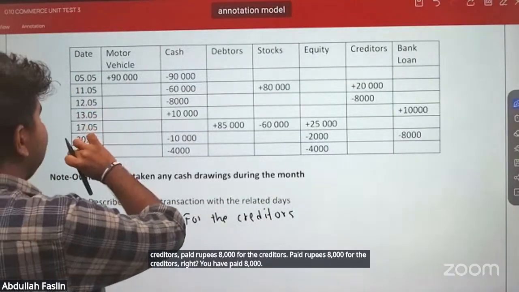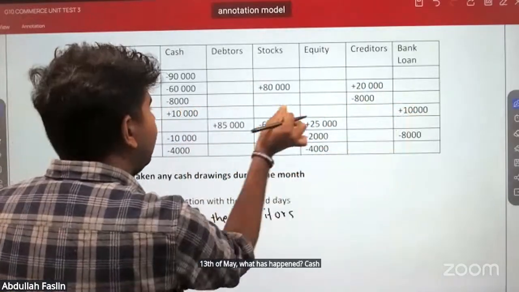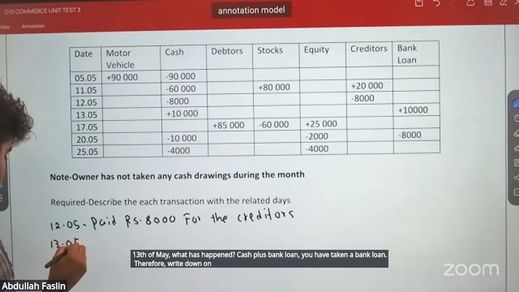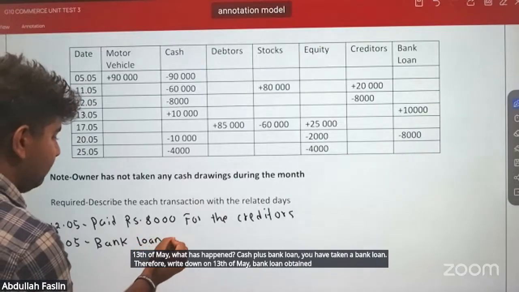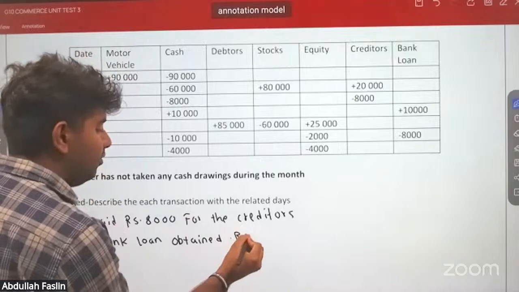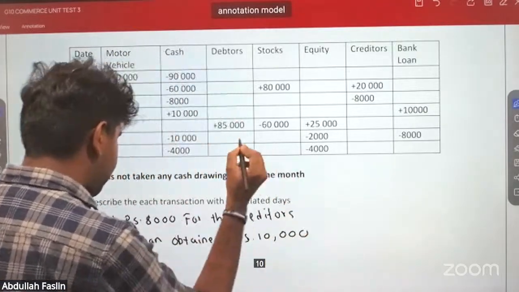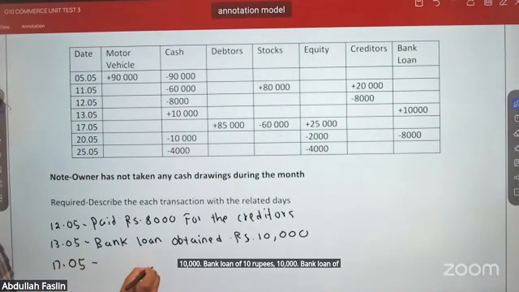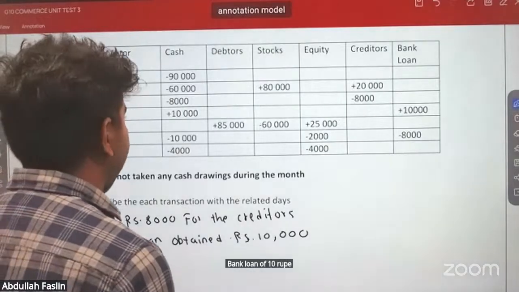Right. 13th of May, what has happened? Cash plus bank loan. You have taken a bank loan. Therefore, write down on 13th of May: bank loan obtained rupees 10,000.